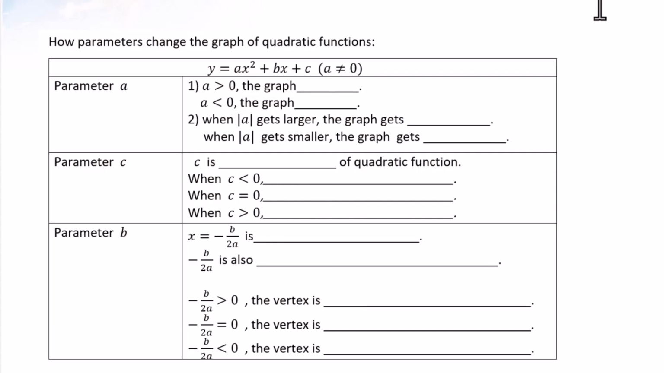This video is about how parameters change the graph of quadratic functions. For standard form, y equals ax squared plus bx plus c, a is not equal to 0. When a greater than 0, the graph opens up. When a less than 0, the graph opens down.